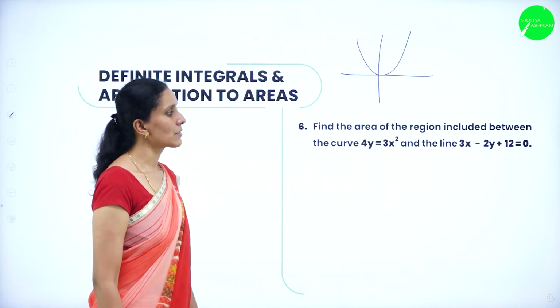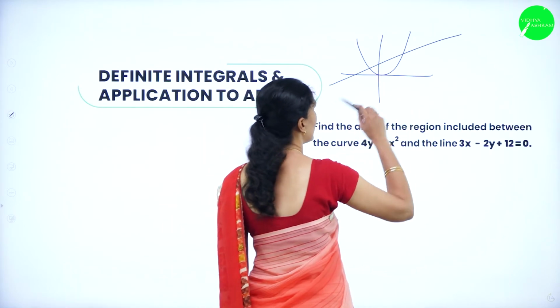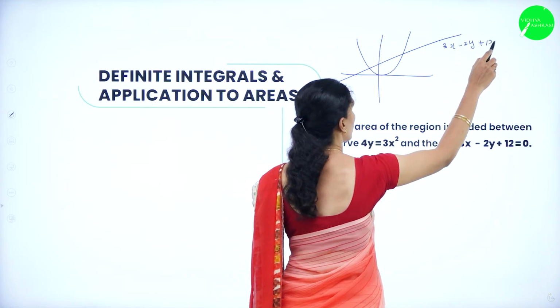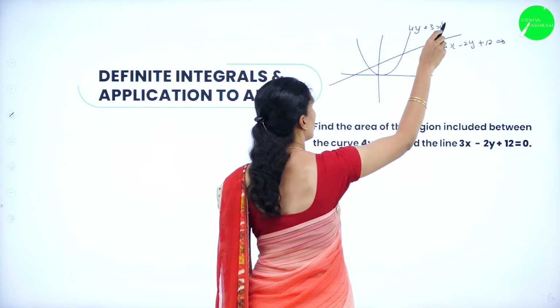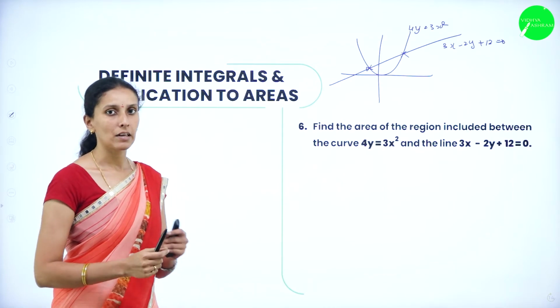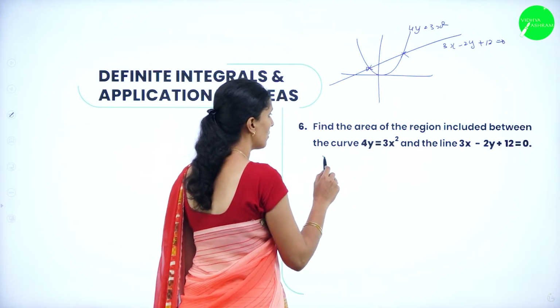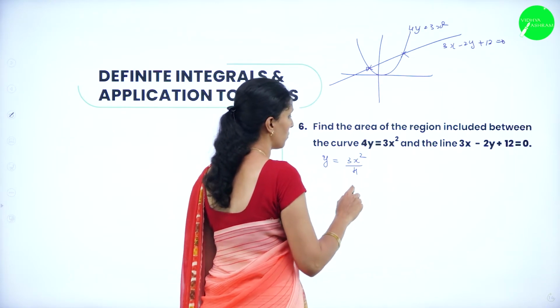And the line 3x minus 2y plus 12 is equal to 0. So this might be a line like this. So this is your line 3x minus 2y plus 12 is equal to 0 and this is 4y is equal to 3x square. Let us find the point of intersection so that we will get x limits or y limits.